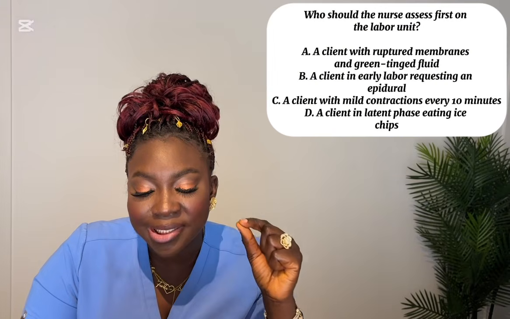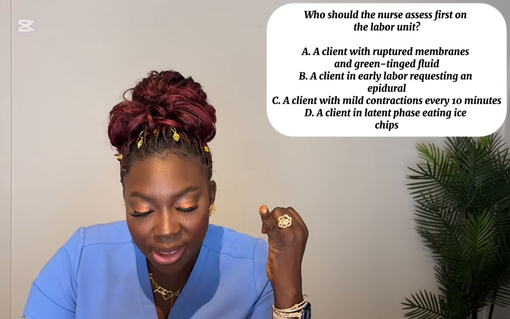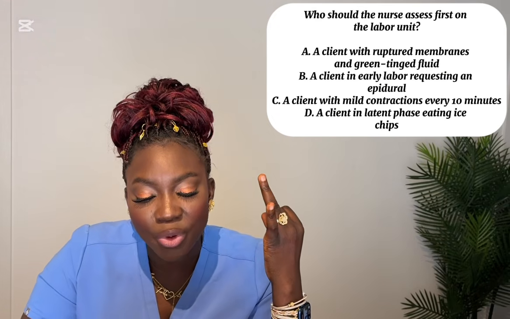Who should the nurse assess first on the labor unit? A, a client with ruptured membranes and green-tinged fluid. B, a client in early labor requesting an epidural.